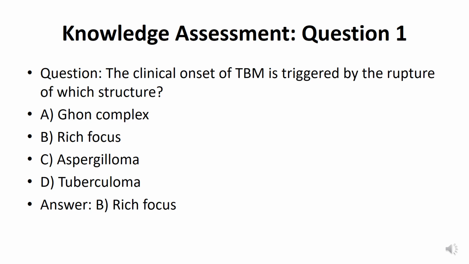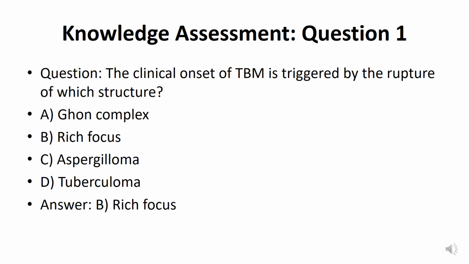An aspergilloma is a fungal mass caused by Aspergillus species. It is unrelated to the pathogenesis of tuberculous meningitis. A tuberculoma is a localized granulomatous mass formed by tuberculosis infection within the brain. Although it can cause neurological symptoms, it is not the structure whose rupture typically initiates tuberculous meningitis.